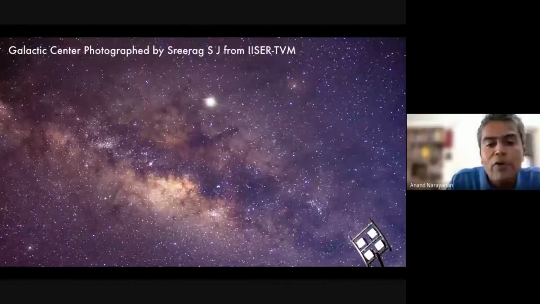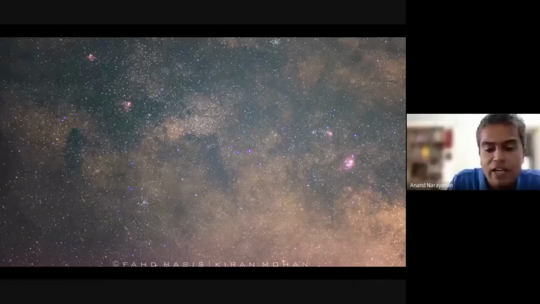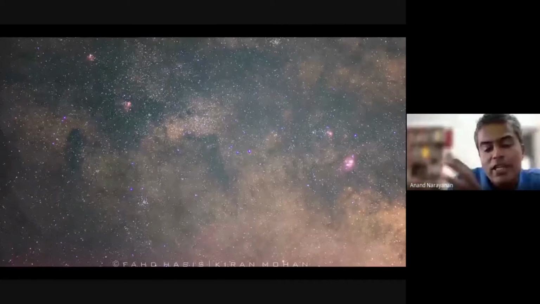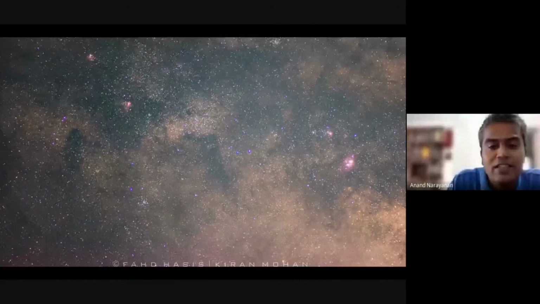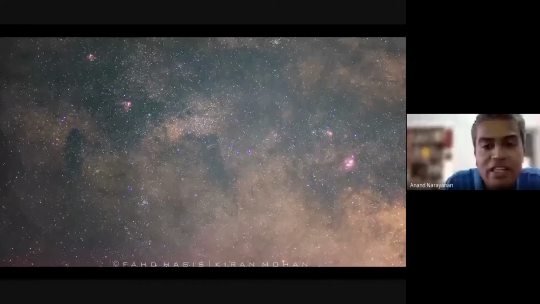I'll show you one more astrophotography picture. This was taken by Fahad Hassis, who graduated from IIST a few years ago and is now working in ISRO in Trivandrum, and Kiran Mohan, who also did his post-graduation at IIST and is now working in ISRO. They also took pictures in the direction of the constellation Sagittarius. This is how the galactic center looks if you do astrophotography. As you can see, you cannot see very much.